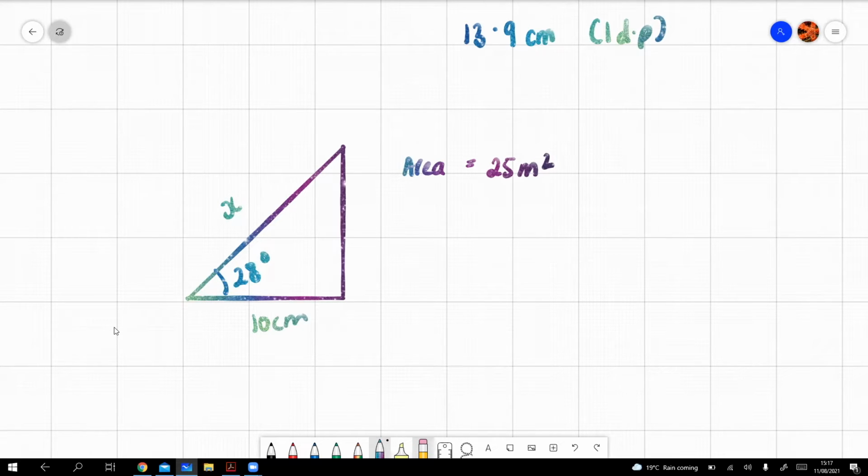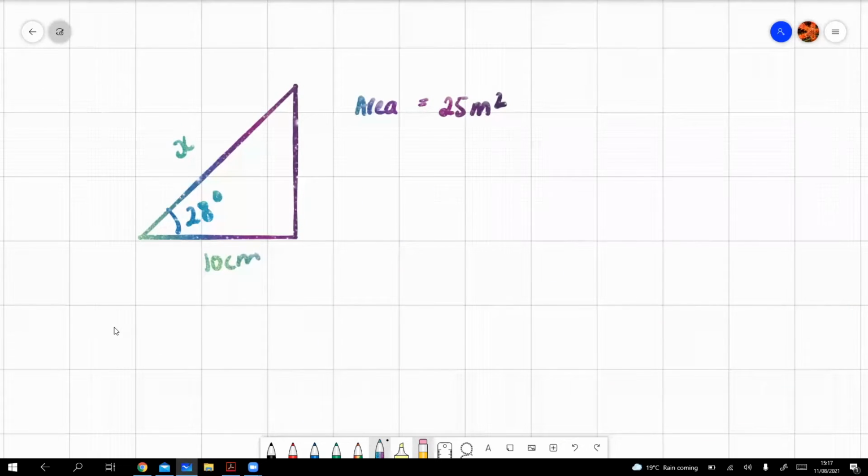Right, we have a bit of a problem here now, because if you have a look, our area is in meters squared, but that there is 10 centimeters. So we need to obviously change that. So we know that 1 meter is equal to 100 centimeters. So if I want to go from centimeters to meters, I've got to divide by 100. So 10 divided by 100 is 0.1. So I'm going to rewrite that as 0.1 meters.